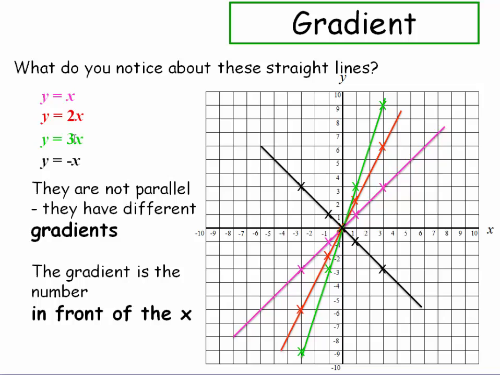Here the graphs are positive. Usually we refer to that as going uphill. So if we were here where the arrow is, starting here, we're going up. So these are 1, 2, 3 positive gradients. And here we're going downhill. So this black line is going downhill, and that's a negative gradient. The gradient is usually the number in front of x.